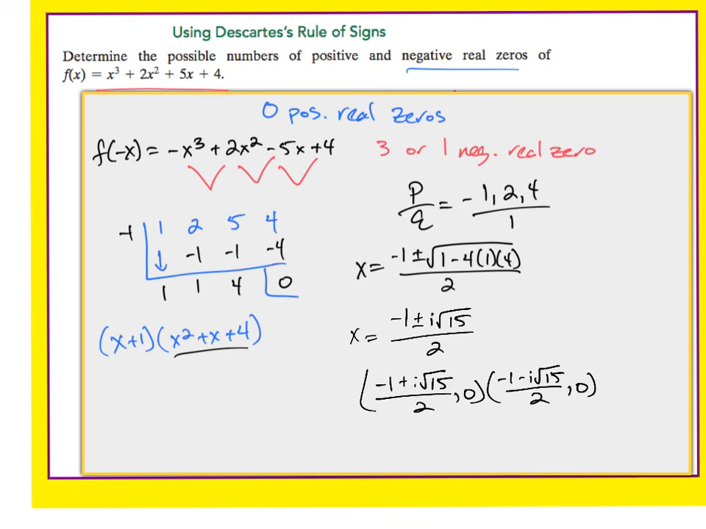And what's my other 0 that I don't have written down yet? Negative 1, comma 0. All right. Pretty good? All right, there you go.